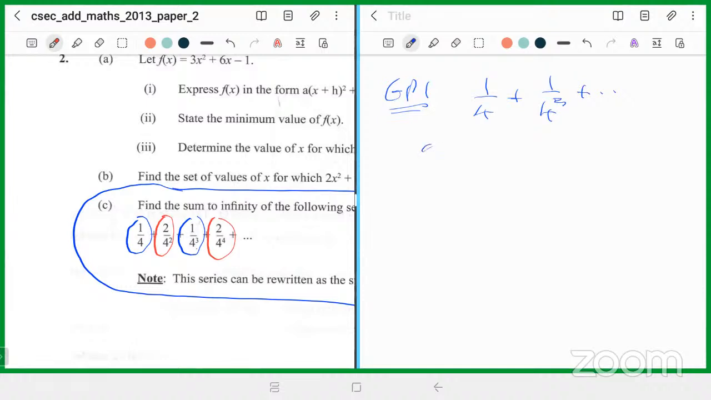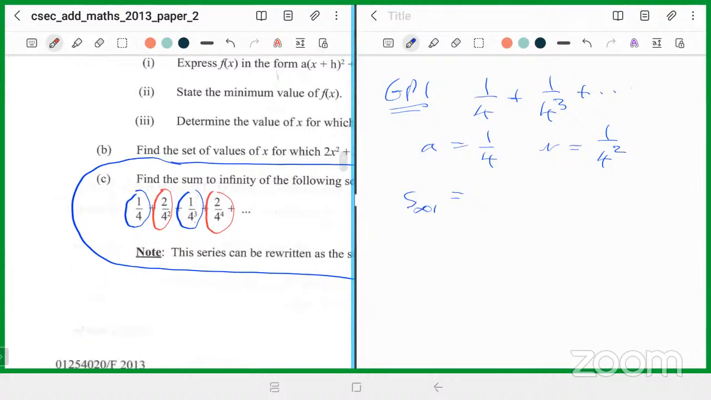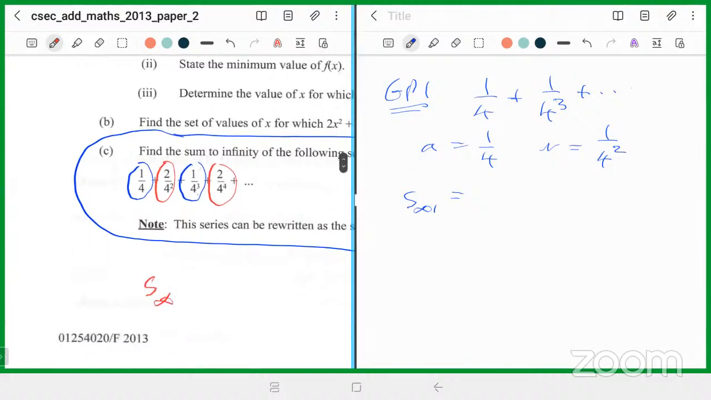And GP1, the A is a quarter, obviously, and the R, to go from this to this, you multiply by 1/4 squared. This is a cube. So to go from this to this, you have to multiply by 1/4 squared. So the R is 1/4 squared. And so the sum of this first part, let's call it sum to infinity 1, is A over 1 minus R. Let's write it down here. The sum to infinity is always A over 1 minus R.